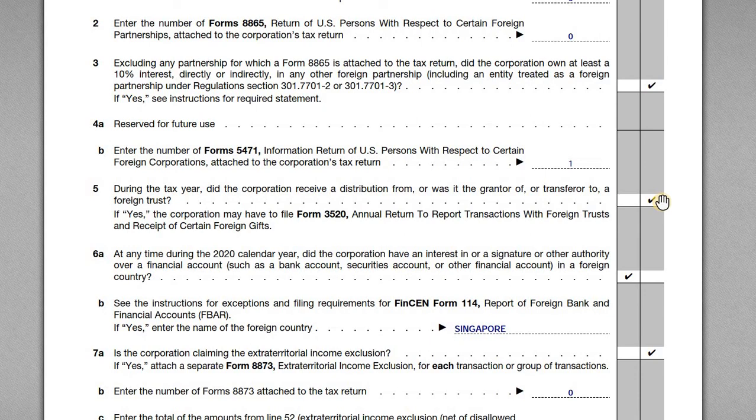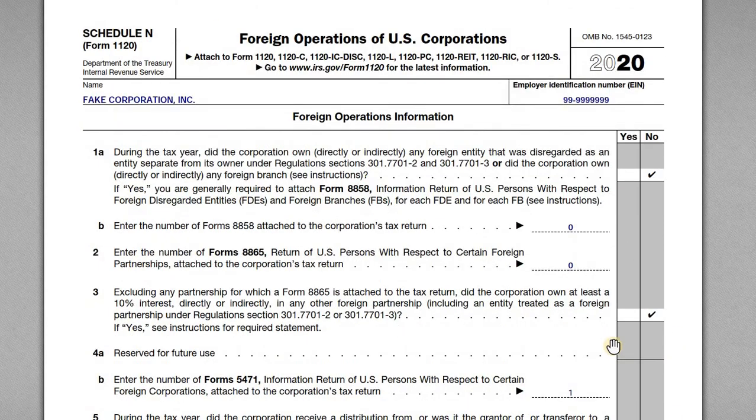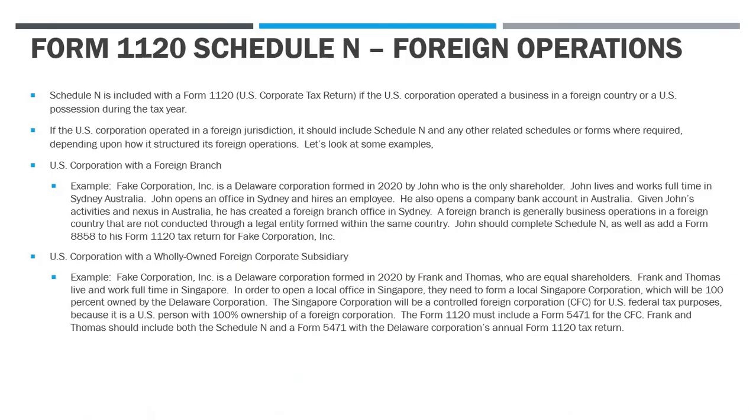3520s, again, no trusts, so we answer no there. 6A, yes, we have direct and indirect interests in Singapore bank accounts, so we're doing the same FinCEN Form 114. And then the 7A through 8 is also no, just like the example before, so none of these apply. So Schedule N, again, I mean, it should be filed every time you have any kind of foreign operations. But then again, how you answer the questions and what additional forms might be required depend on how you are structured and operating overseas. So I hope that was helpful.